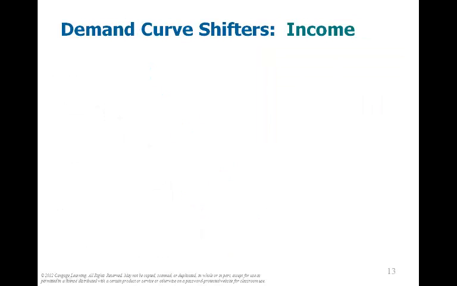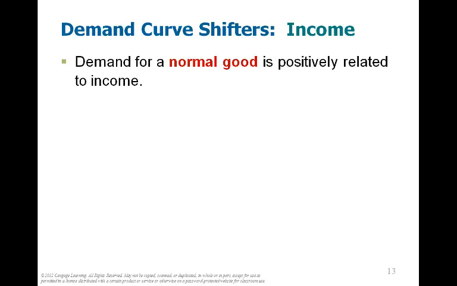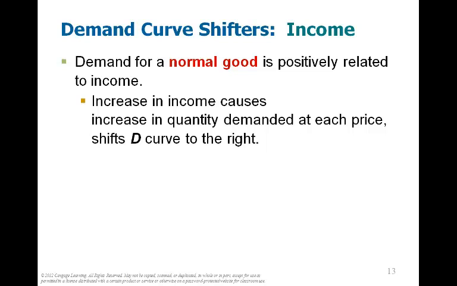Another thing that can shift the whole demand curve is the income of consumers in the economy. And here we have to make a distinction between normal goods and inferior goods. For normal goods, demand is positively related to income. So in other words, if people's income increases, they'll buy more of the good at each hypothetical price. So this is the normal situation. Normally, as your income goes up, you'll buy more of most things.